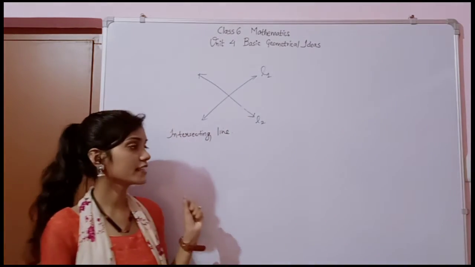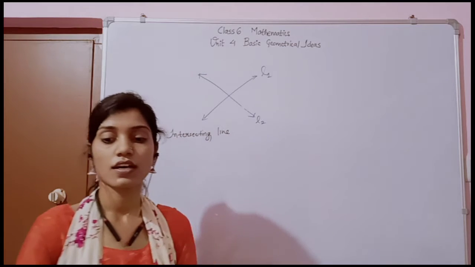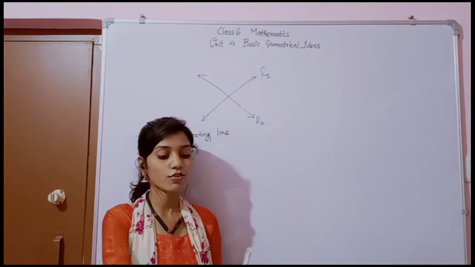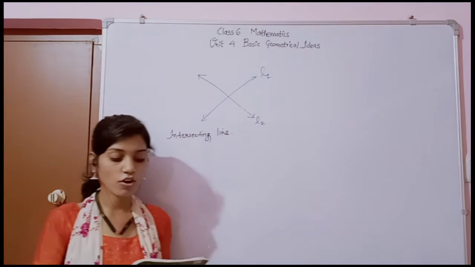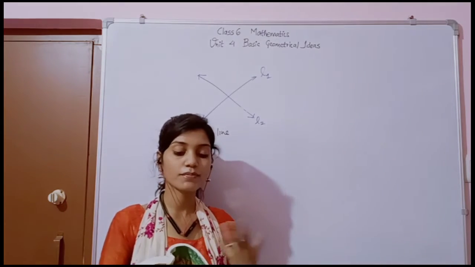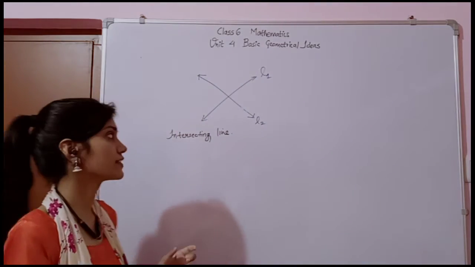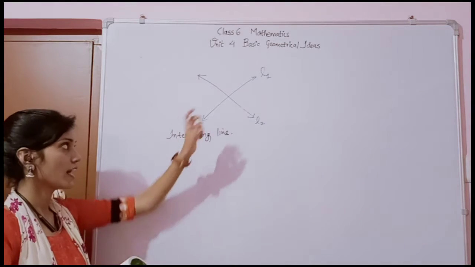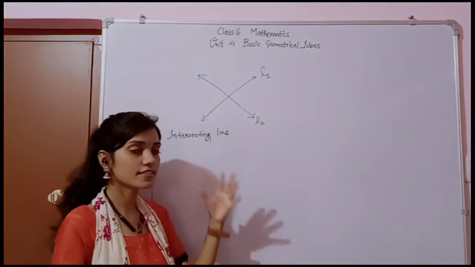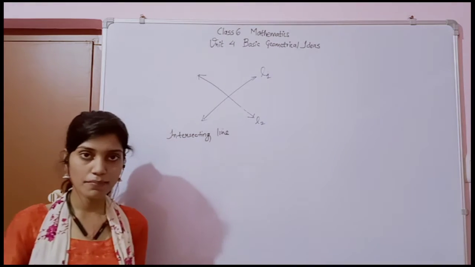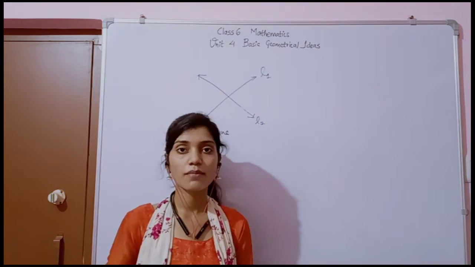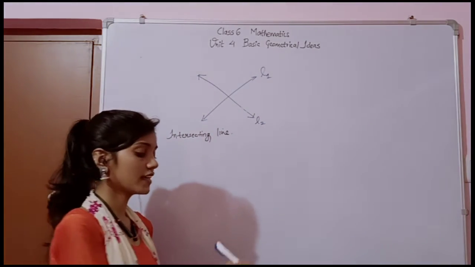So how can you define this type of line? See on page number 72, the definition has been given. If two lines have one common point, they are called intersecting lines. Let's see, there are two lines and they have one common point, that is this one. So we can say that these are intersecting lines. So remember, when two lines have one common point, those types of lines are known as intersecting lines.